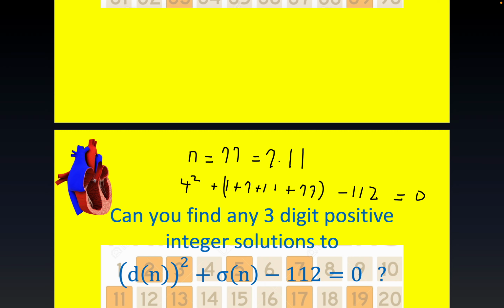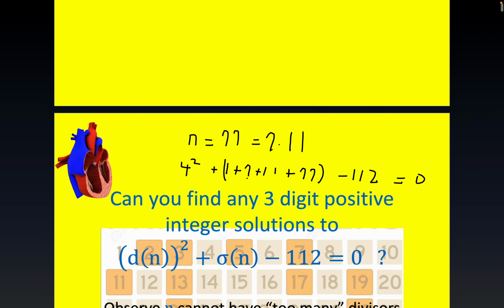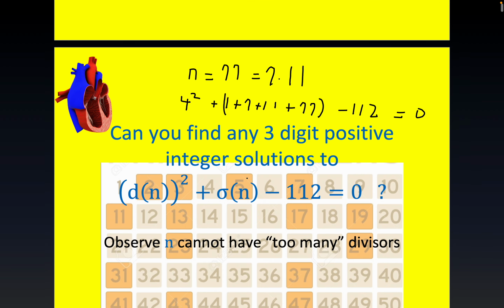Again, folks, 77 plus 11 is what? 88. 88 plus 7 is 95, and 95 plus 1 is 96. So you have 16 plus 96, which is 112. And of course, when you subtract 112 from itself, you get 0. So n equals 77 is a 2-digit solution. We're seeking a 3-digit solution. So let's get busy setting up on how to do that.